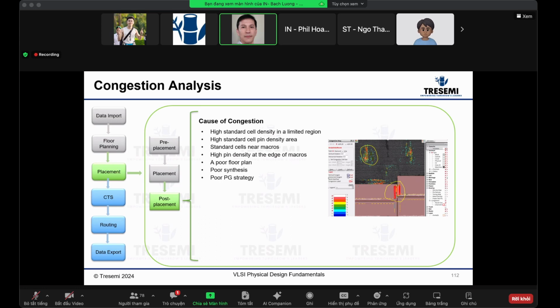Any comments or questions about what is congestion and the cost of congestions before we go to the next topics? Let's see, Phil and Ting here. You guys have any inputs?